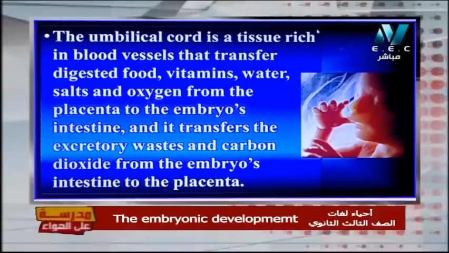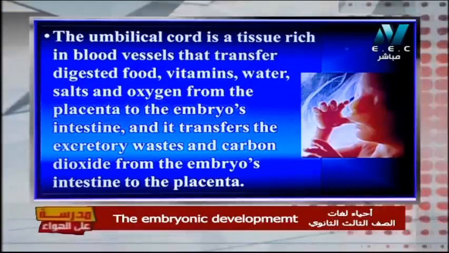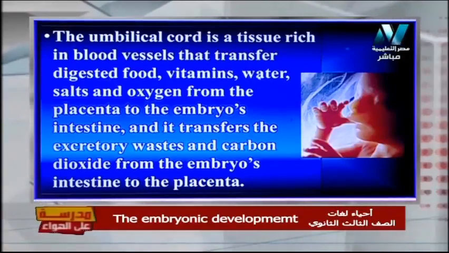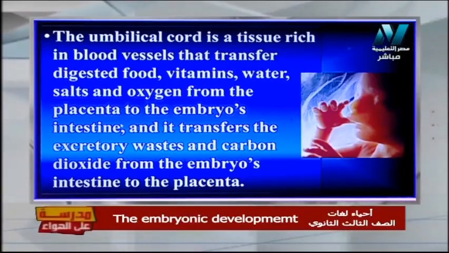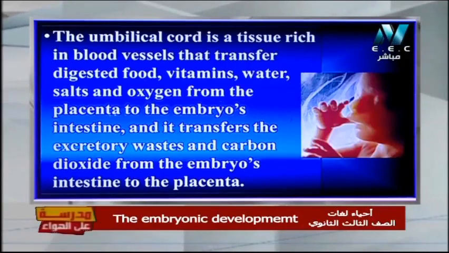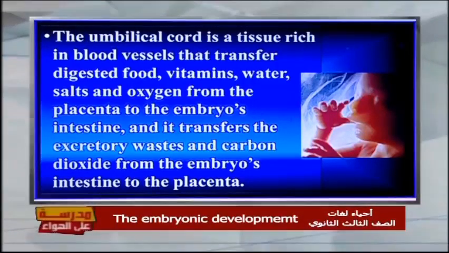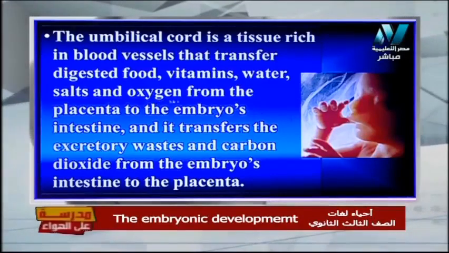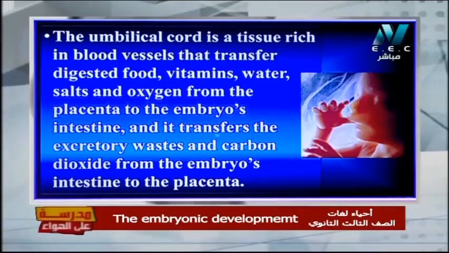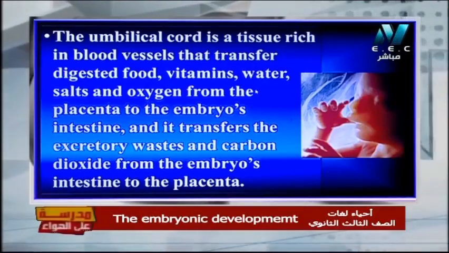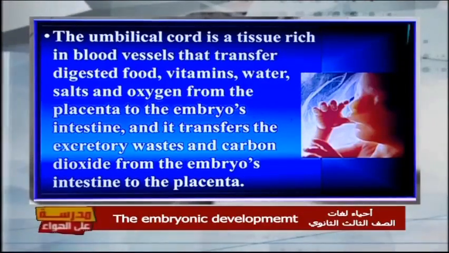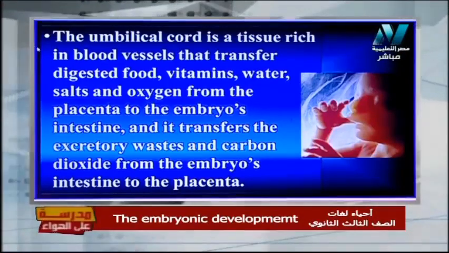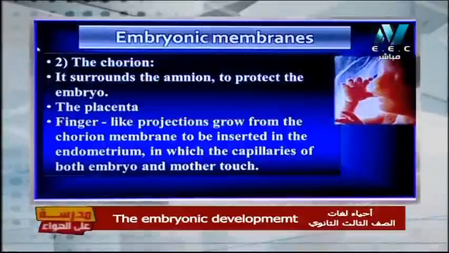طبعا the umbilical cord is a tissue rich in blood vessels that transfers the digested food, vitamins, water, salts, and oxygen from the placenta of the mother to the embryo's intestine. يبقى عشان كده الumbilical cord ده connects between the intestine of the fetus and the placenta of the mother. It transfers the excretory wastes and the carbon dioxide from the embryo intestine to the placenta. يبقى كأن إحنا بنعتبر الplacenta دي هي respiratory organ لغاية دلوقتي.